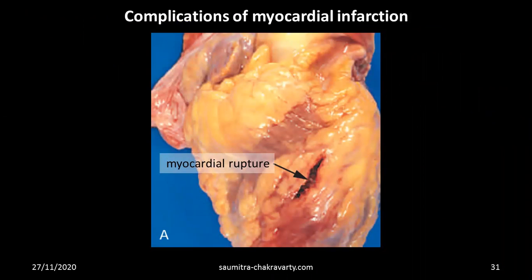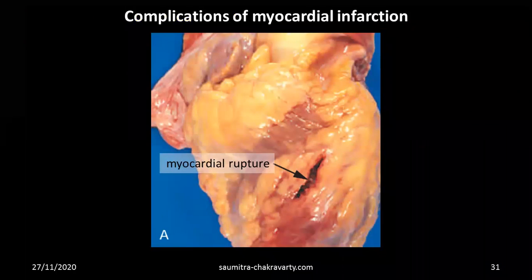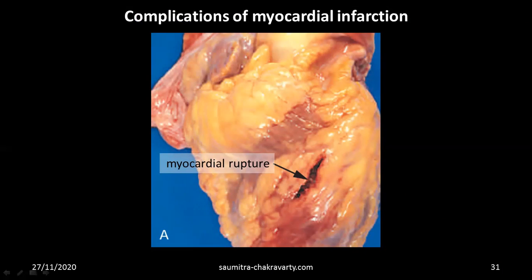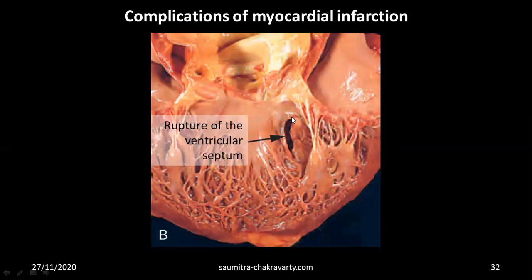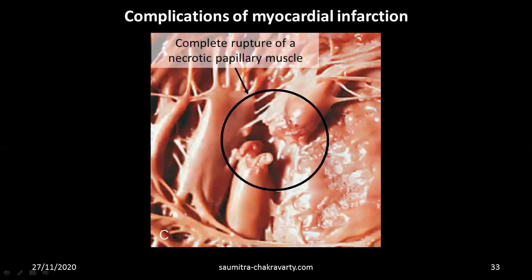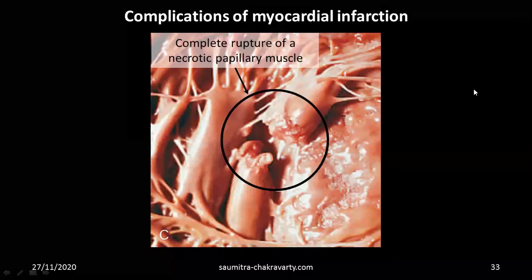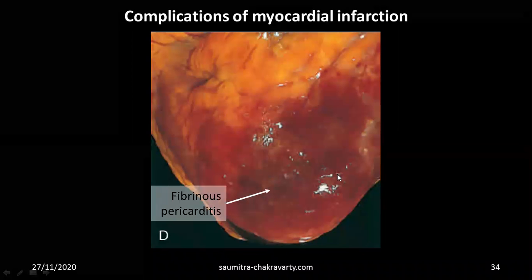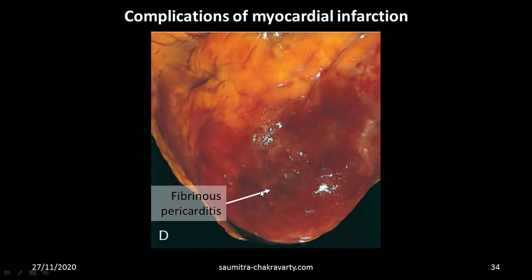Now, the complications of myocardial infarction. Just take a quick look at these pictures. This is myocardial rupture. You can see here. This is rupture of the ventricular septum. This is complete rupture of the necrotic papillary muscles. See, the papillary muscle is detached. This is pericarditis, and this in particular is fibrinous pericarditis because fibrinous material has been deposited here.